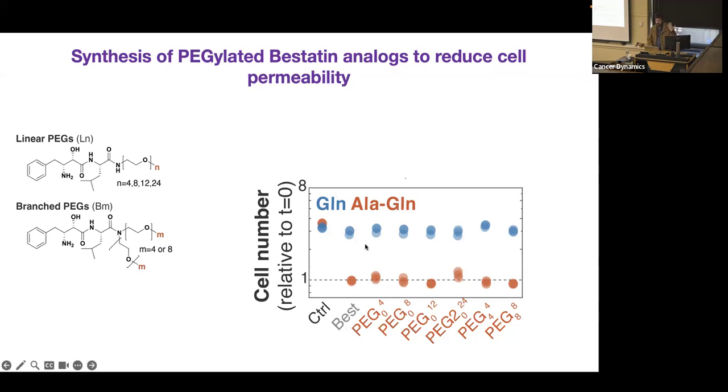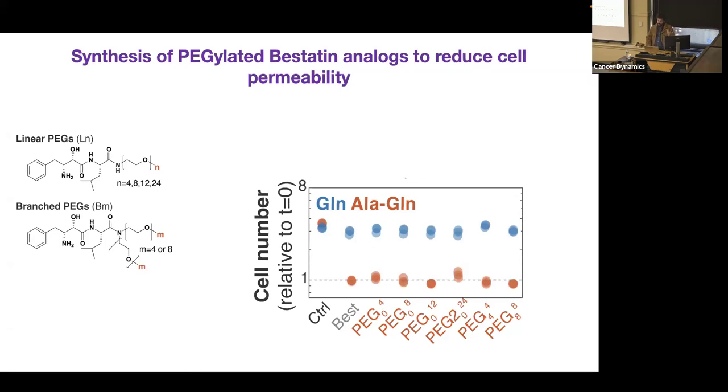So this is cell culture. This is cells growing at high density again on amino acids or on these dipeptides. If you add bestatin, no problem if they're growing on glutamine. But if you are using dipeptides, they cannot grow. And then we did all these different PEG variants, and it works exactly the same. So the compound at least didn't lose its activity.